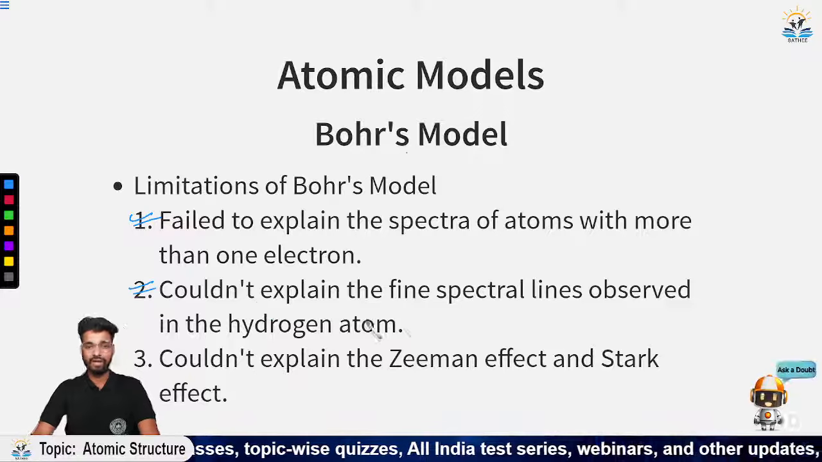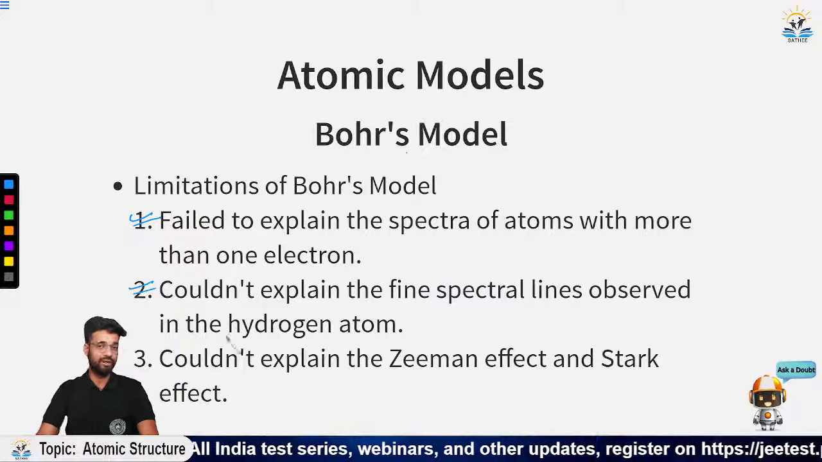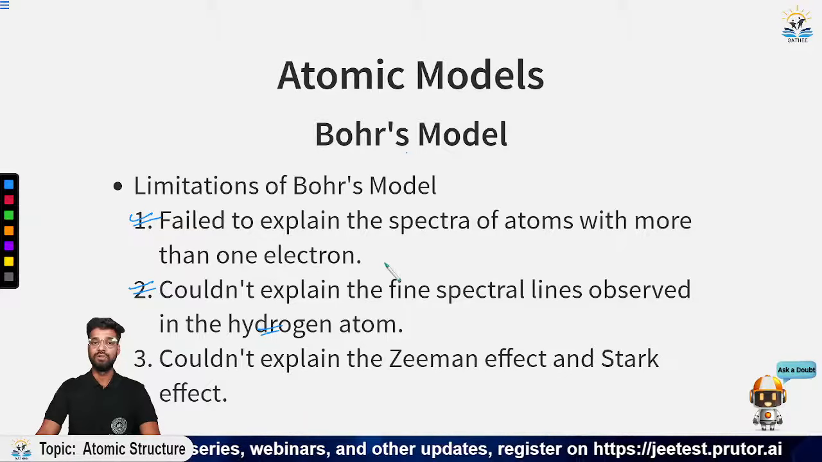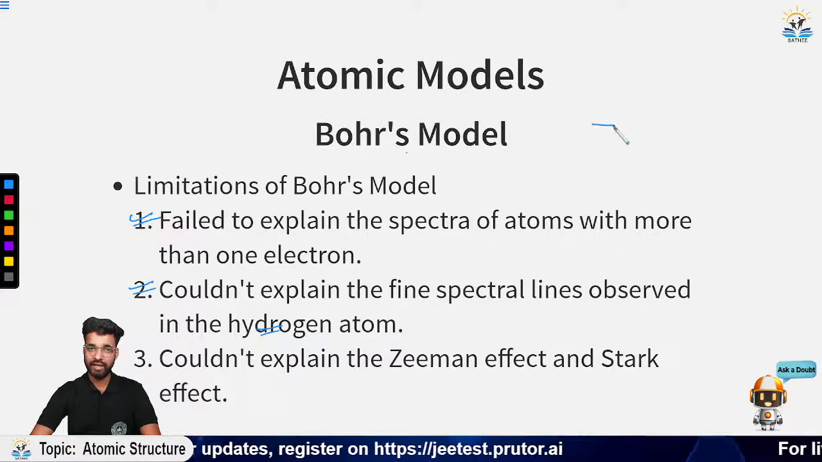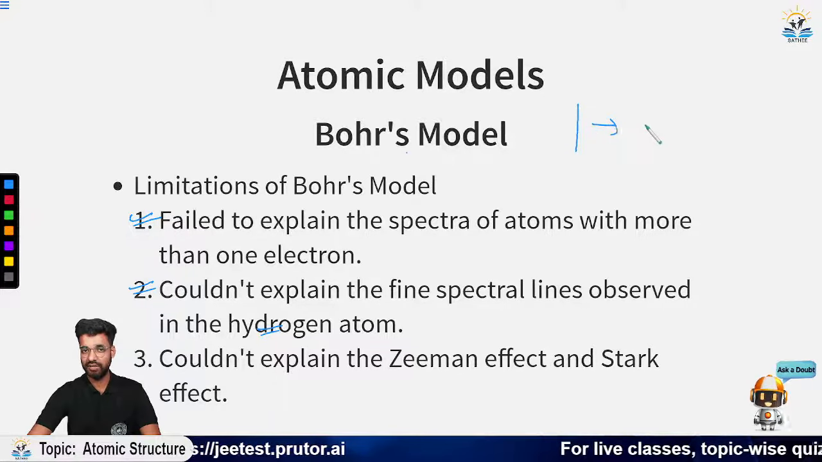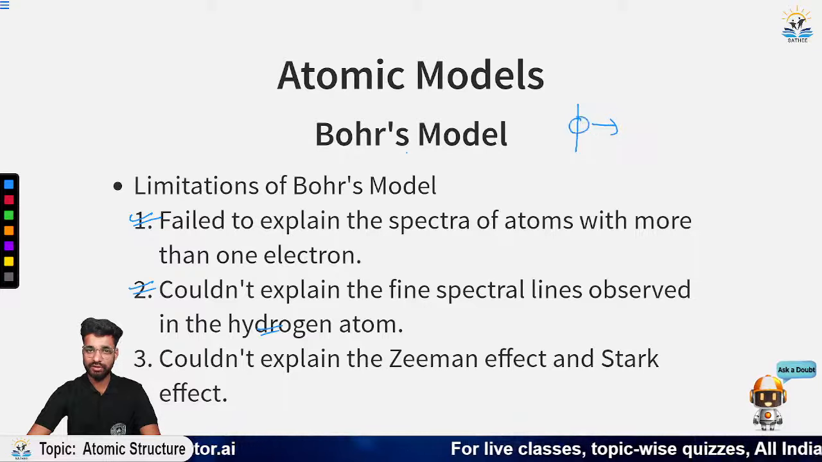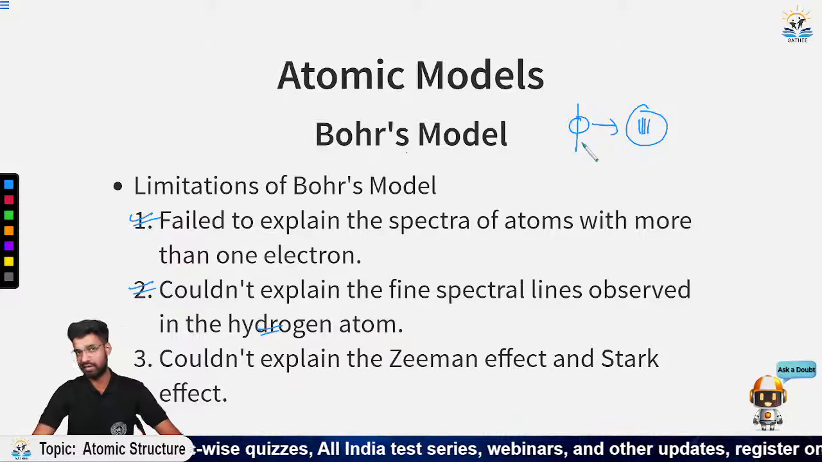Now next, the Bohr model could not explain the fine spectral lines observed in the hydrogen atom. If you see the hydrogen atom spectral lines more closely, these spectral lines are again split into some small transitions.